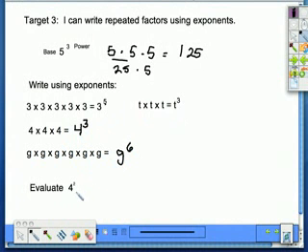You will also be asked to evaluate exponents. So you need to know that if you have a base and an exponent, 4 squared is not 4 times 2, that is 4 times 4. Repeated factors are being written. You're going to repeat the base 2 times. So 4 times 4 is 16. So if I'm asked to evaluate, I'm going to solve and figure out what 4 squared equals.